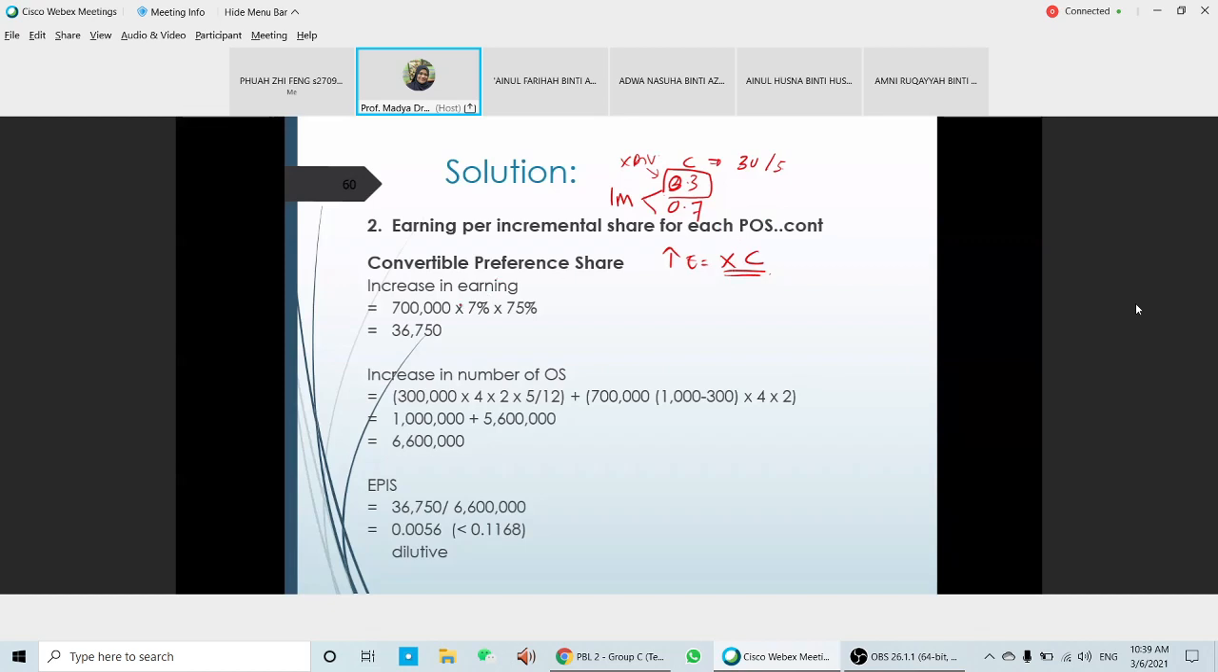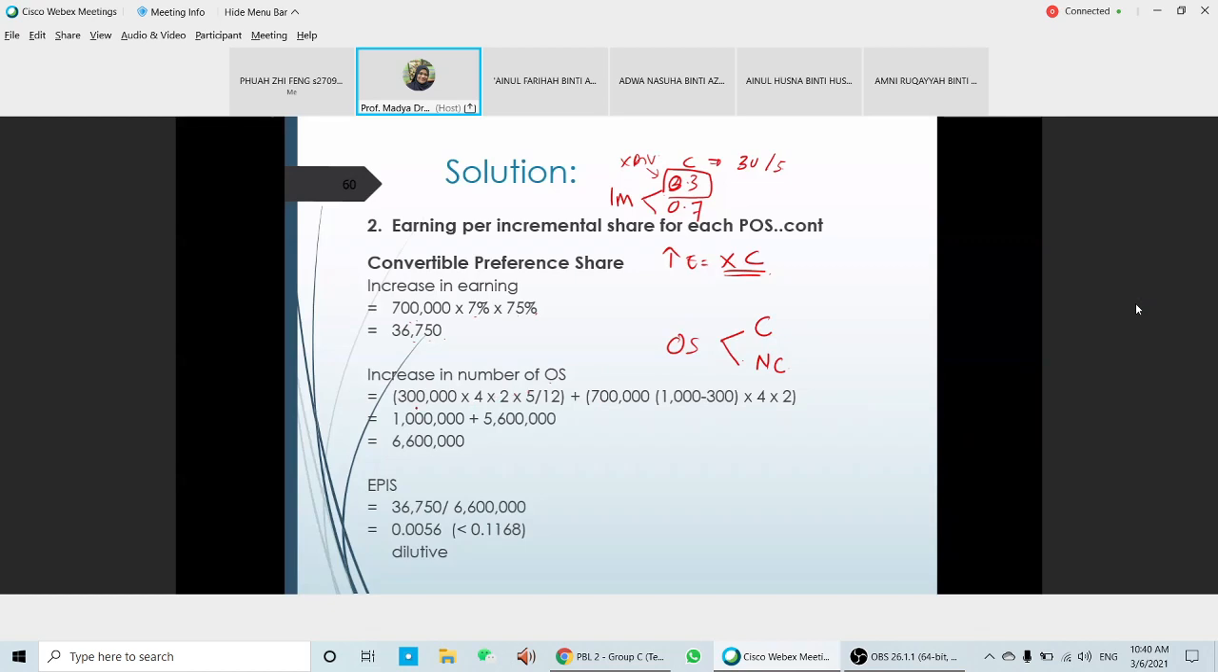So the increase in earnings here is only 700 times 7%, and then after tax, you're going to have 36,750. For the number of shares, for earnings we only consider the one that is not converted, but for ordinary shares we need to consider both, the ones converted and the ones not converted, because we imagine we would convert this earlier.